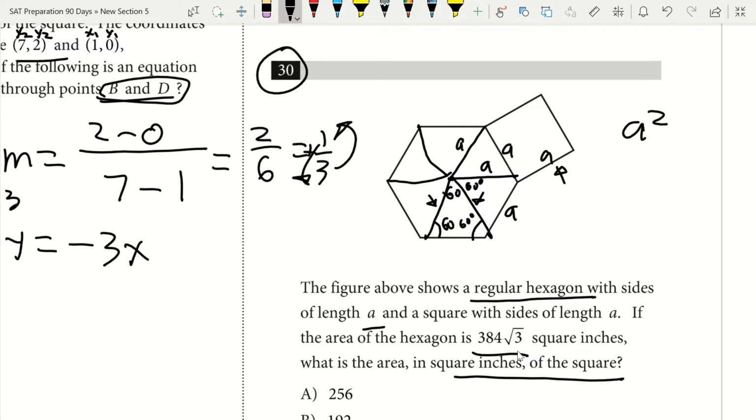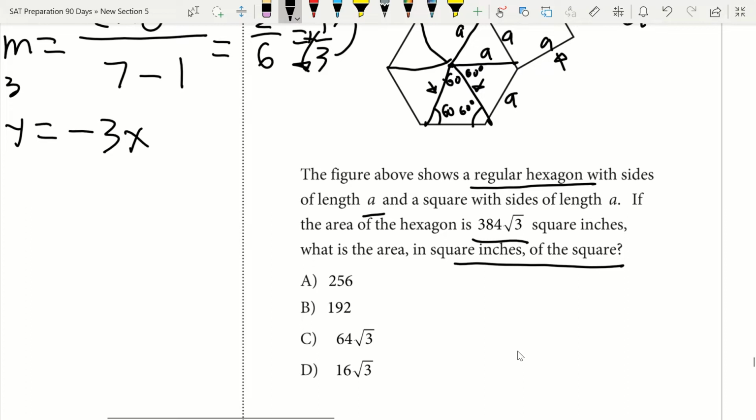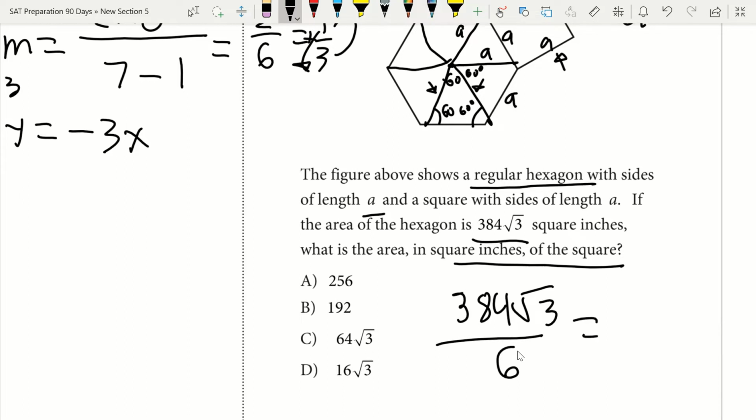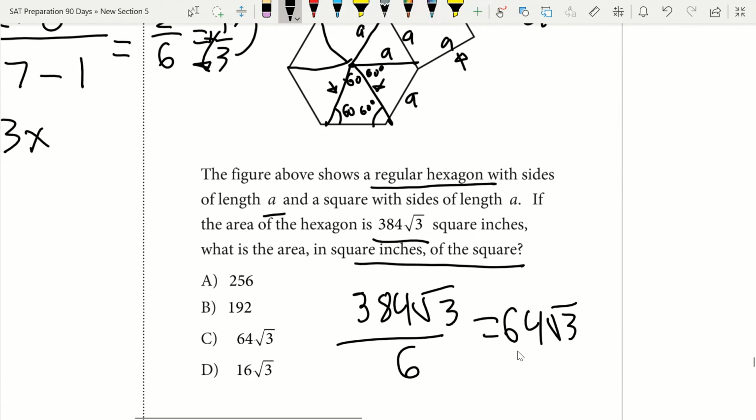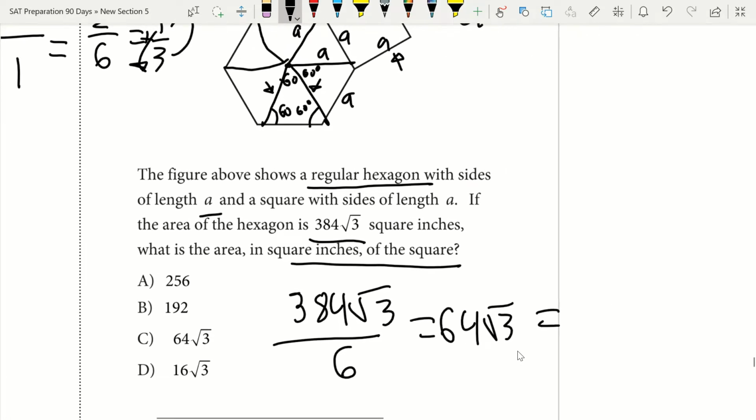The area of that triangle is going to be the area of the hexagon over 6 because there are 6 triangles. So we take that 384 root 3 and split it over 6. I'll plug that into my calculator real quick to simplify: 384 root 3 over 6. We see that that's going to be 64 root 3. So that's the area of a triangle. I know my area of a triangle is 1/2 my base times my height. I know my base is A, so it's going to be 1/2 A. Now what is my height going to be?